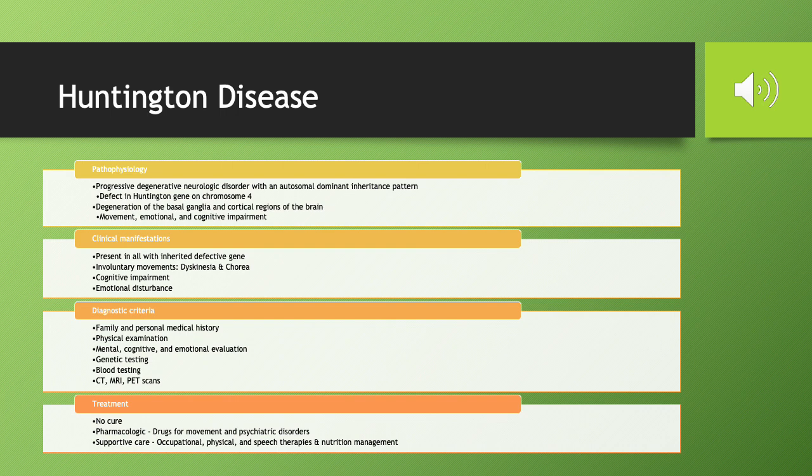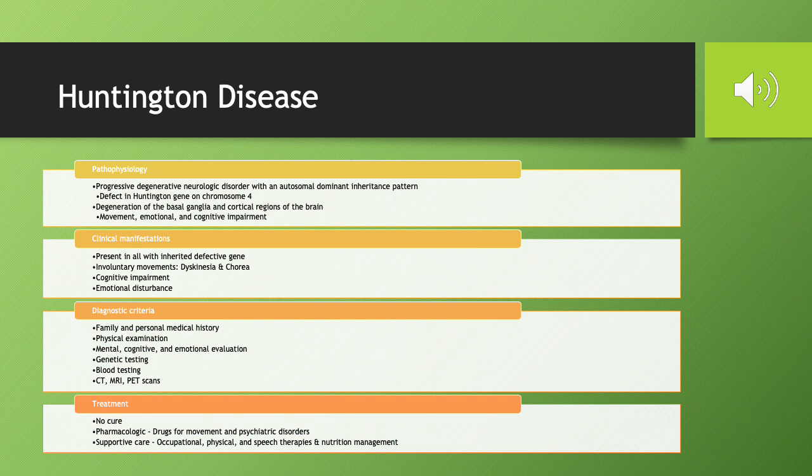There are some emotional disturbances. You may see some involuntary movements with patients in Huntington's disease. Of course, there's cognitive impairment, and it's present in all people with the defective gene. So these manifestations you'll see in all of those individuals that have those genes.